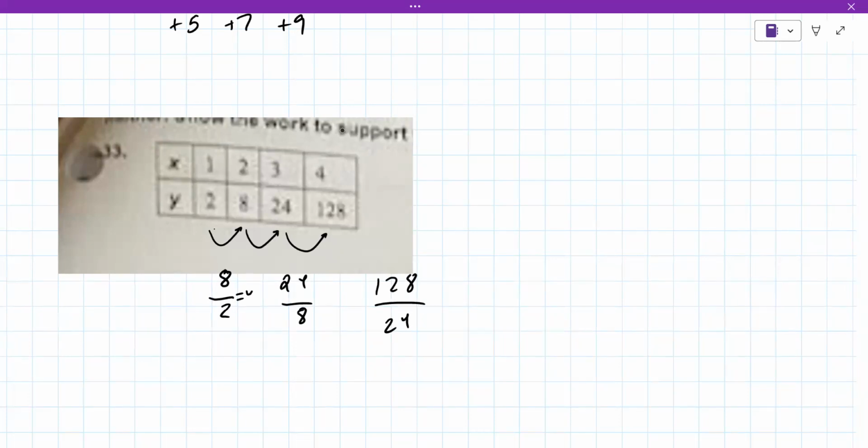So 8 divided by 2 is 4. 24 divided by 8 is 3. 128 divided by 24 is something that doesn't work out nicely. 5 1/3, we'll say. All right, so that one's not looking good. Let's look at 34. That one actually does work out a little bit better.